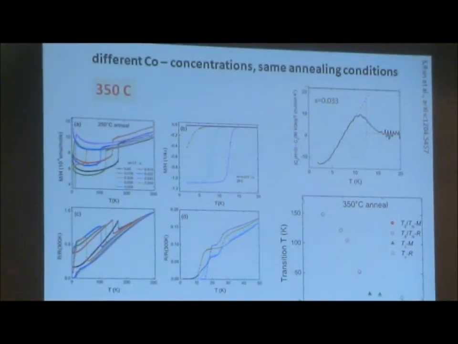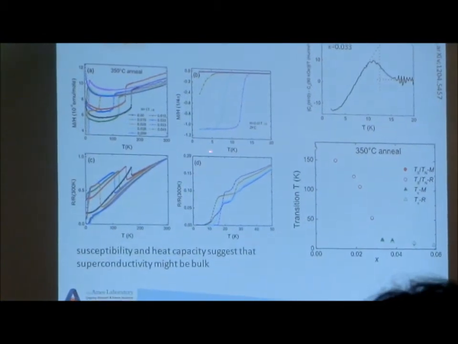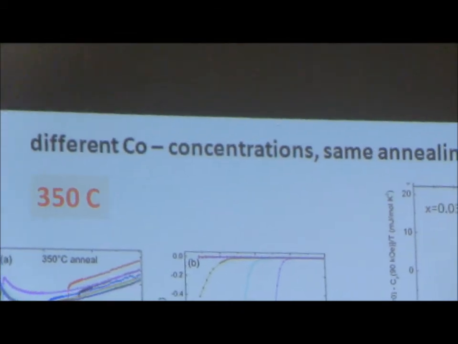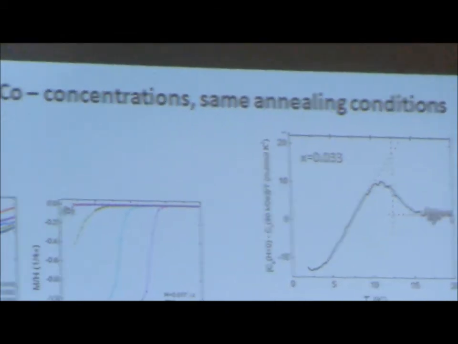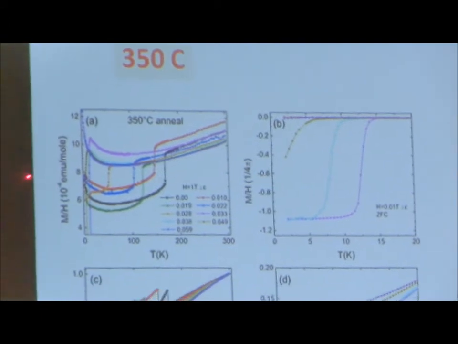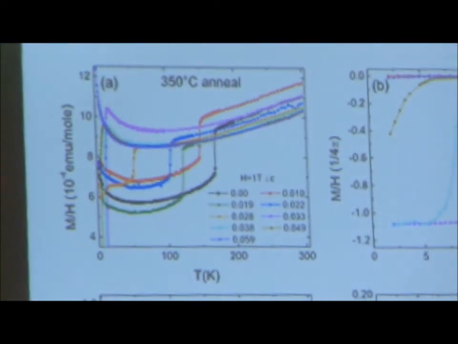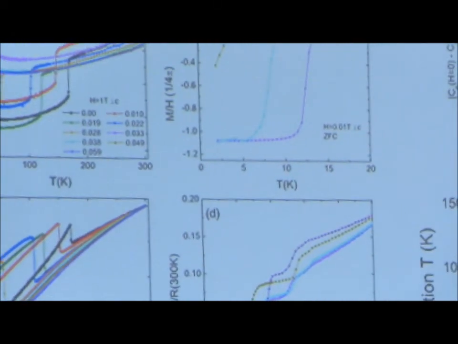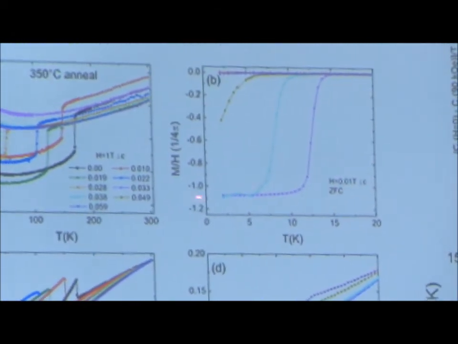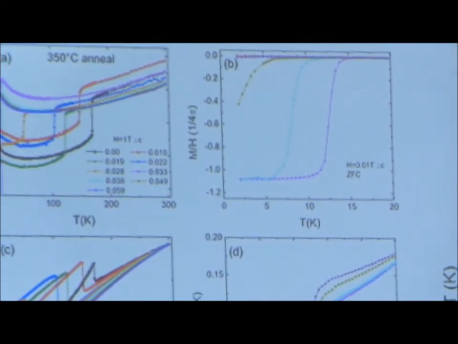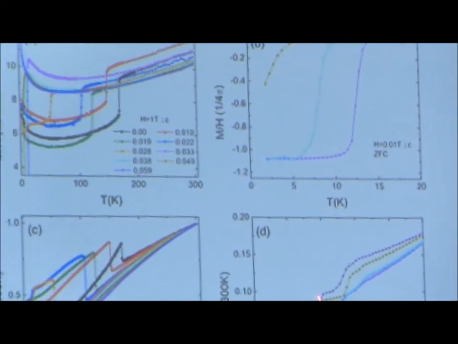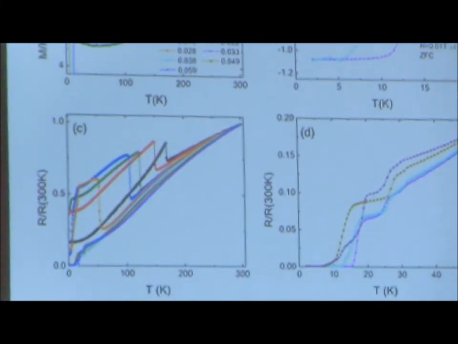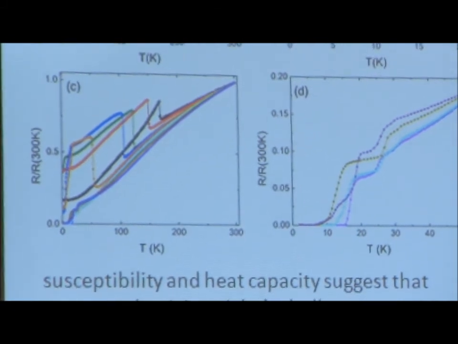Here is an example of what happens if you take different cobalt concentrations and measure all of them. First of all, the structural transition does move. Second, you are getting a signature of superconductivity, a reasonably nice signature in resistance. I have seen better resistance transitions, but they are still reasonably sharp.